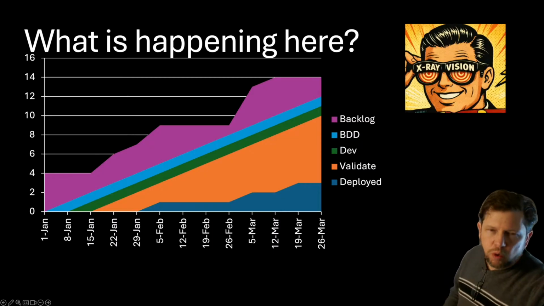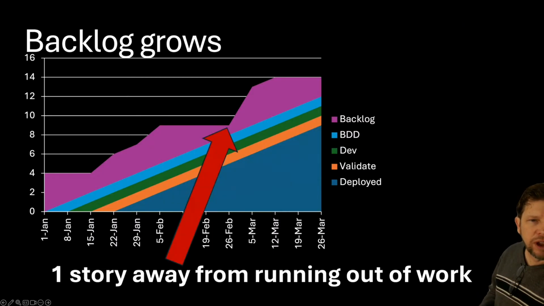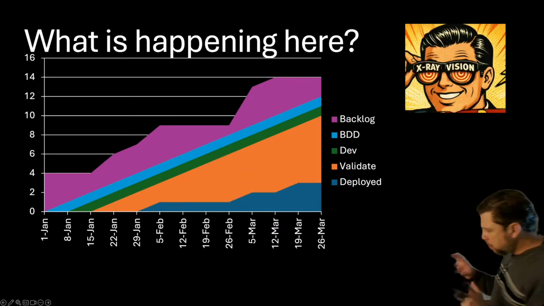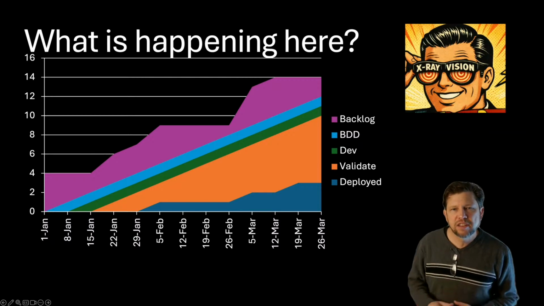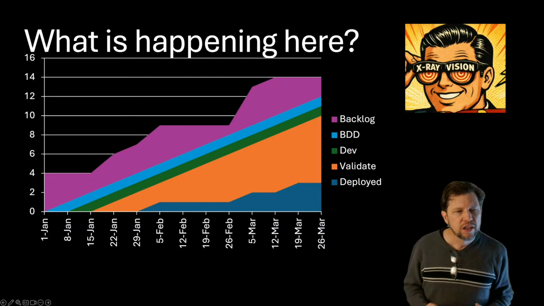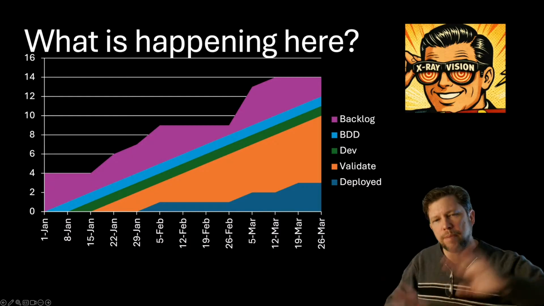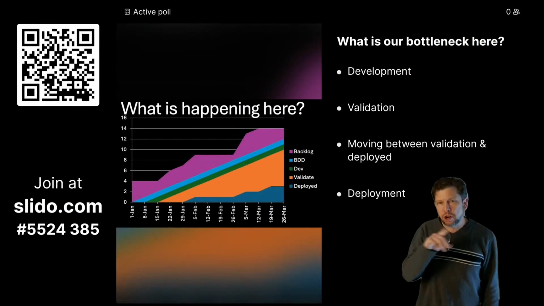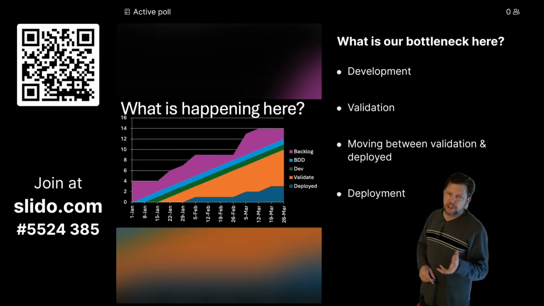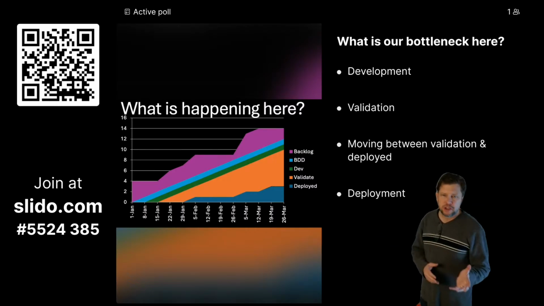so also looking at this, this is a different one, it's changed. So using our newly acquired X-ray vision, look at this and ask yourself, what is happening here? What is the bottleneck in what we're seeing here? Is our bottleneck development? Is it validation? Is it moving between validation and deployed?